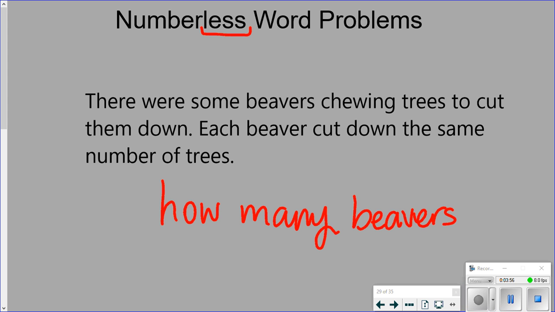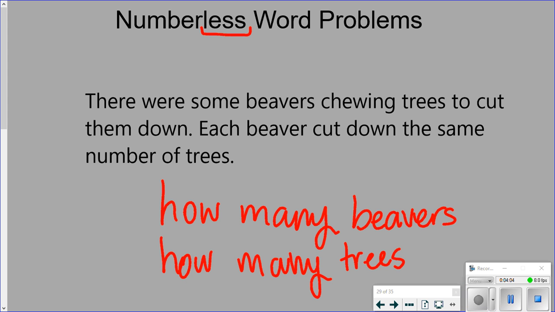Autumn, what else are we wondering? How many trees they cut down? How many trees? Definitely. We need to know these things in order to figure out what's going on with our trees.